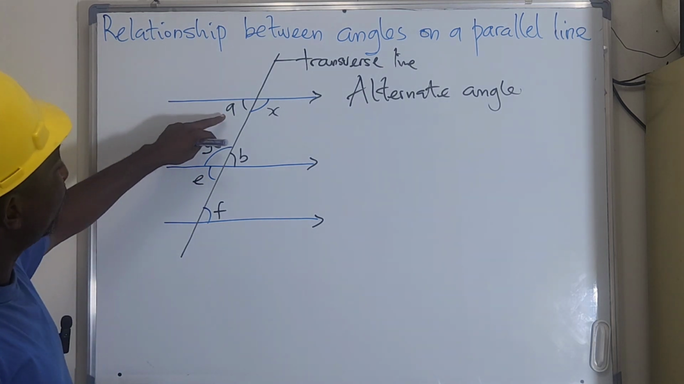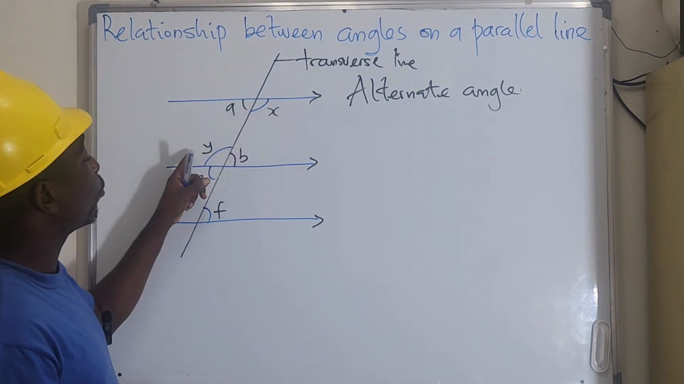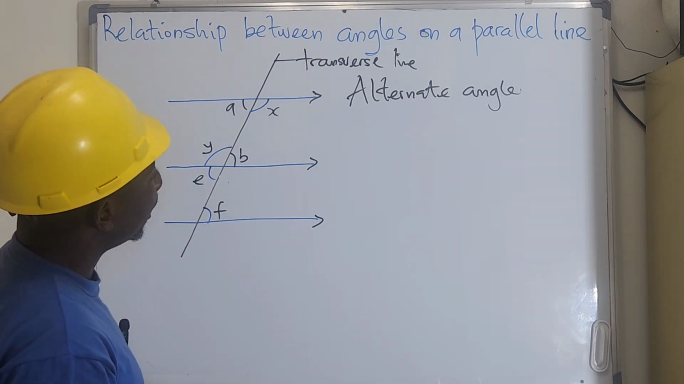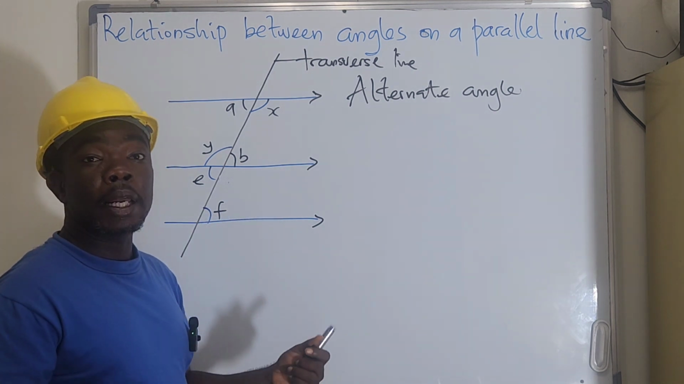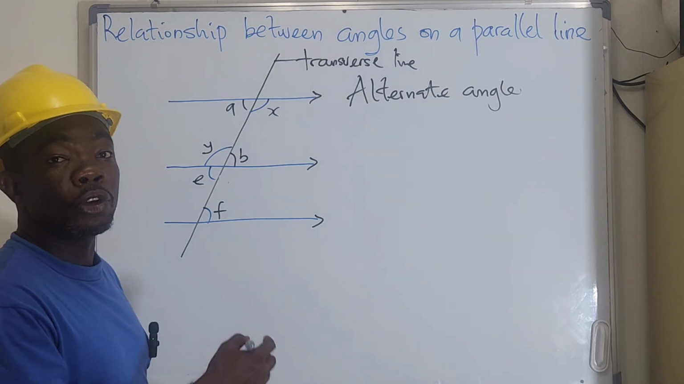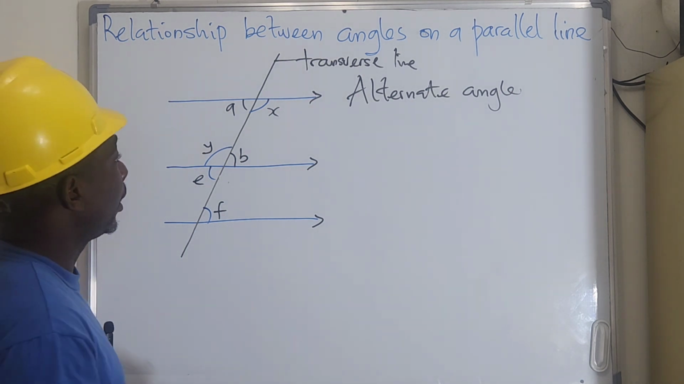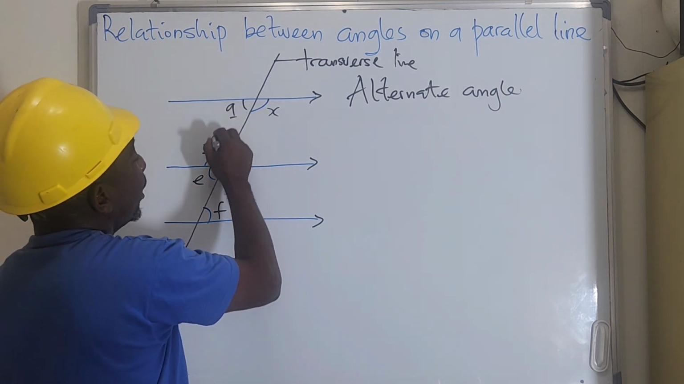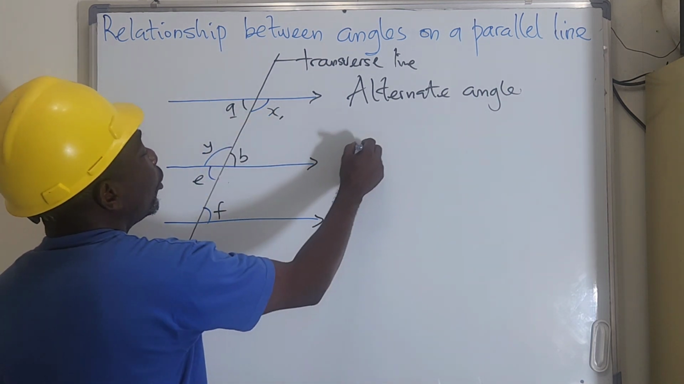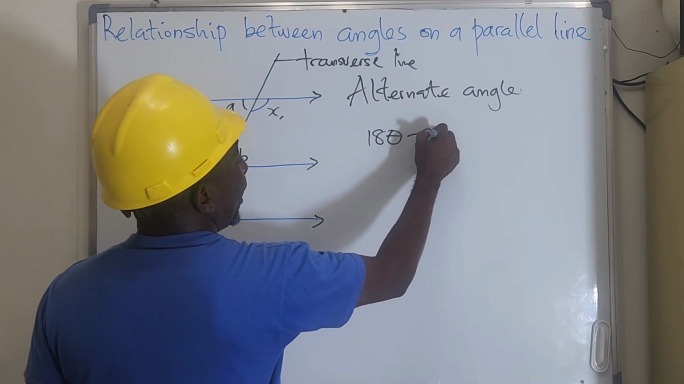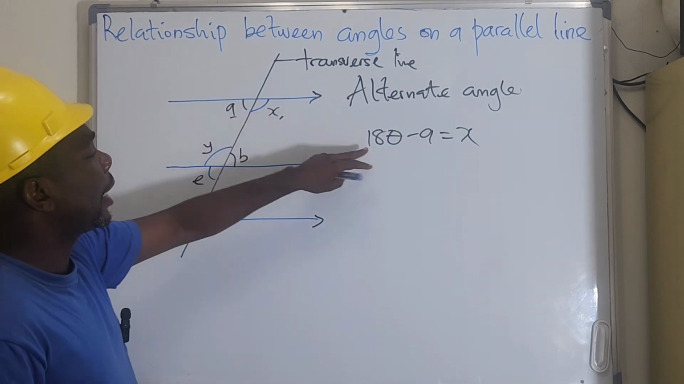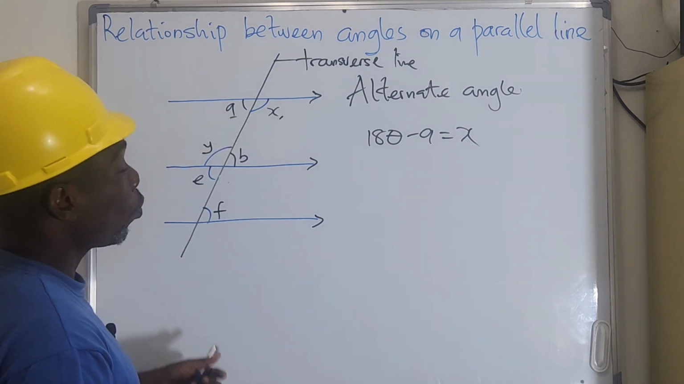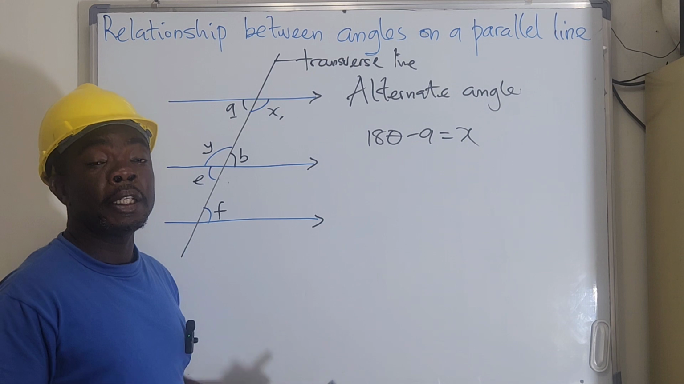So now we have angle A, X, Y, B, angle E, and angle F. Let's see how these angles are related to each other. When you have A, for you to have X, 180 minus A will give you X. So you have this angle X by subtracting A from 180. But what we are going to look at today is alternate angles.